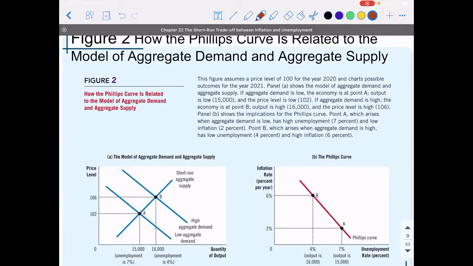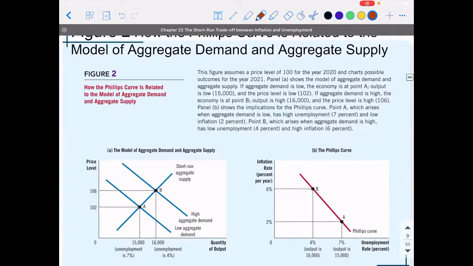I'm not sure if I need to repeat this graph, largely because I've just talked about it. But again, by shifting out the aggregate demand curve, the price level would go up and unemployment would go down. You would see unemployment going down as the price level goes up. That'd be a movement from A to B.